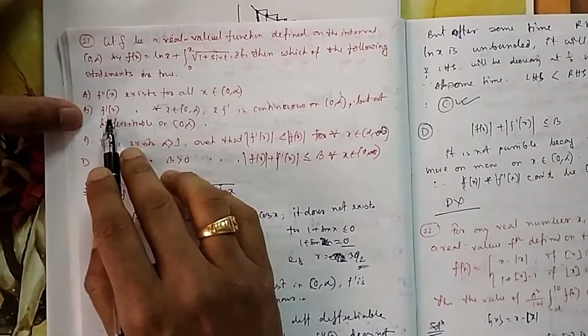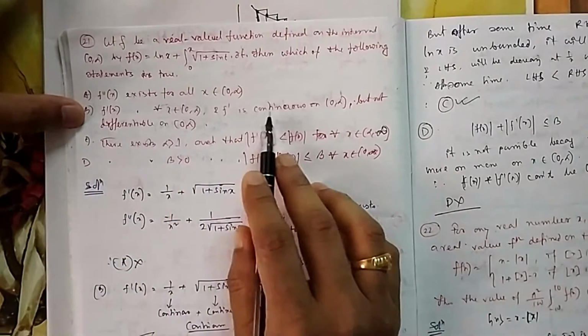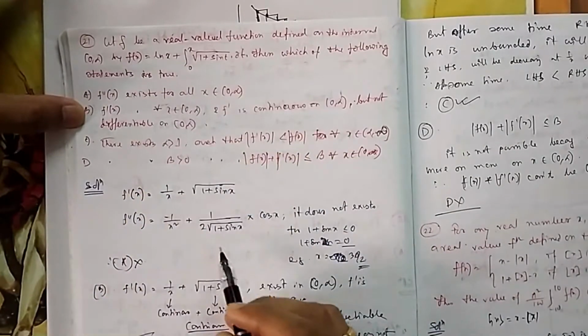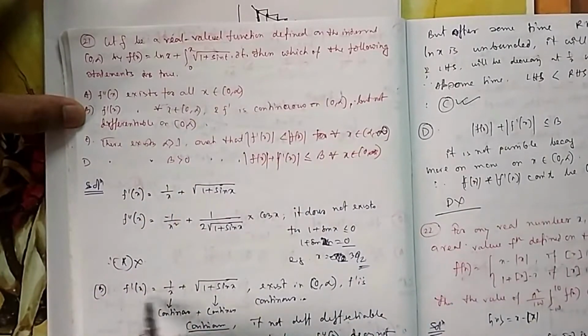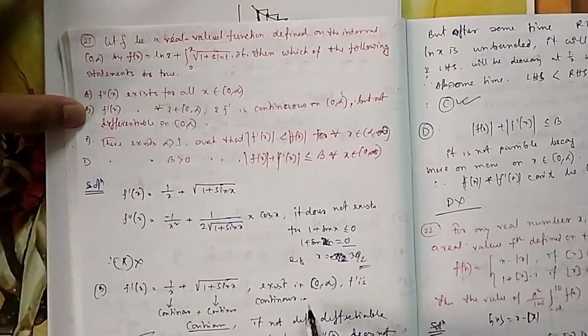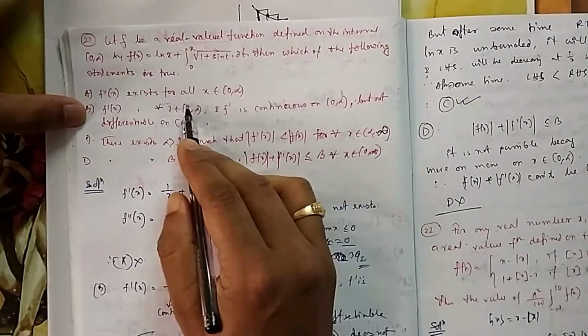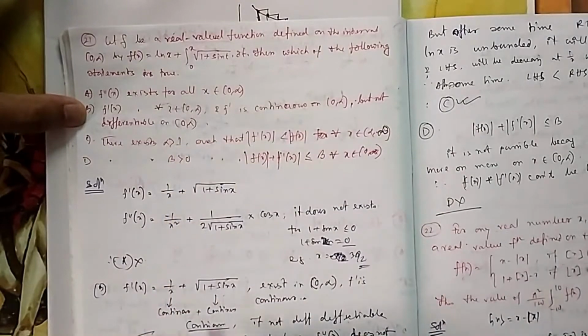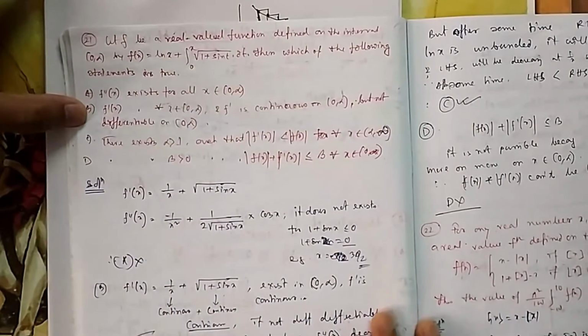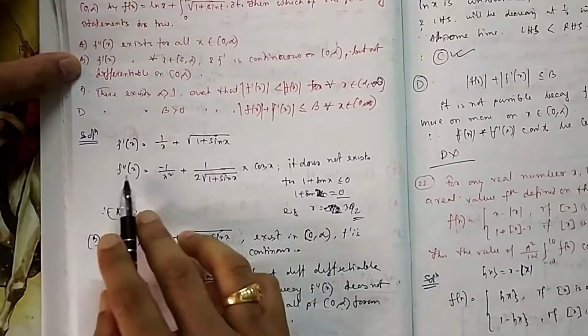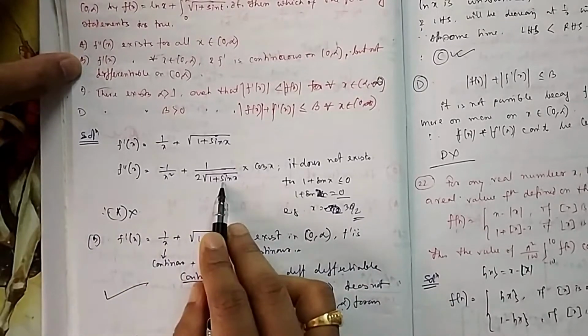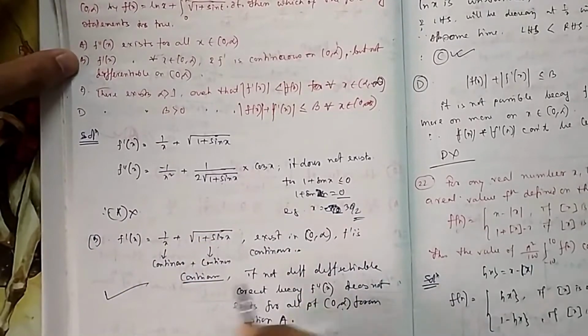Now if you come to option B, f dash is existing. F dash is continuous but not differentiable. Just now you have seen this is f dash, that is existing, no issue. It is continuous, because you are not putting 0, it is not including 0, it is a first bracket. So that is no issue. Continuous plus continuous is continuous. And it is not differentiable because you have seen the differentiation of this one does not exist in that interval. So obviously B is correct.